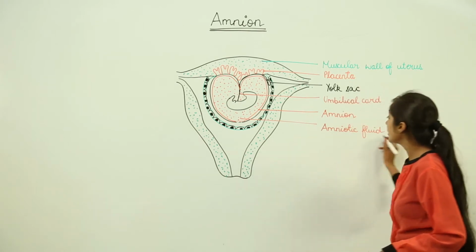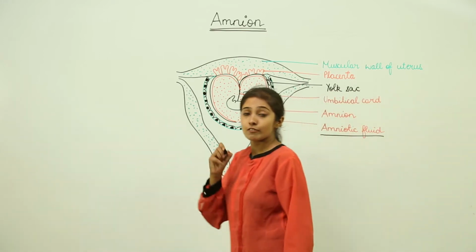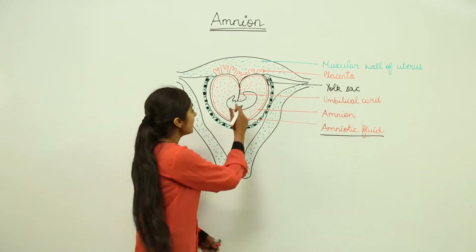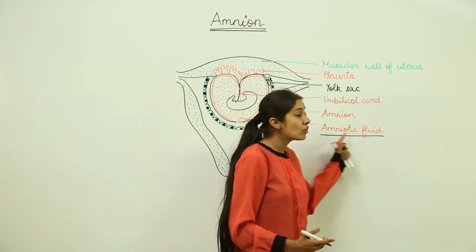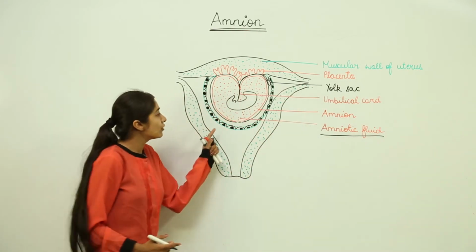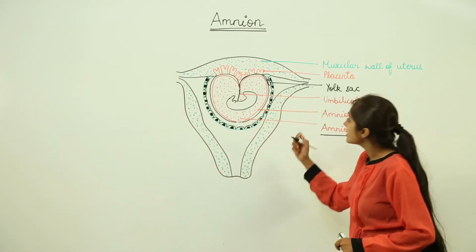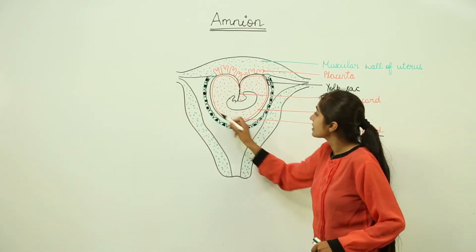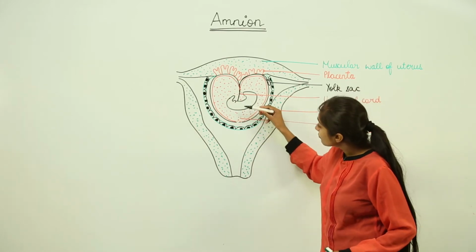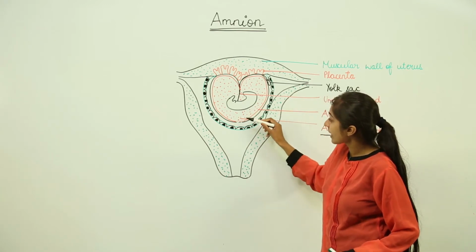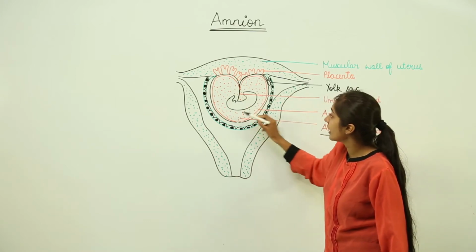What do we call it? We call it amniotic fluid. This amniotic fluid is the fluid between the fetus and the sac that we call amnion. That is why it is named amniotic fluid. Now this amniotic fluid has many important functions, many important roles to play. As you can see, this is the amnion, the sac, and this is the fetus that is developing. Between the fetus and the amnion there is this fluid, the amniotic fluid, that I have just shown with these red dots.